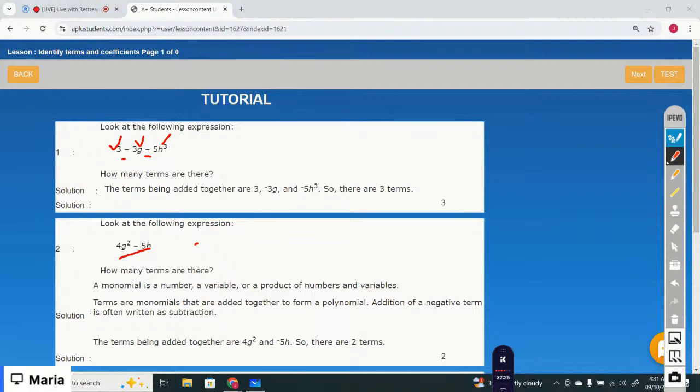So 4g square and 5h, they are the terms. Together they make a polynomial with a negative sign. Got it? Let's just start with the test questions.